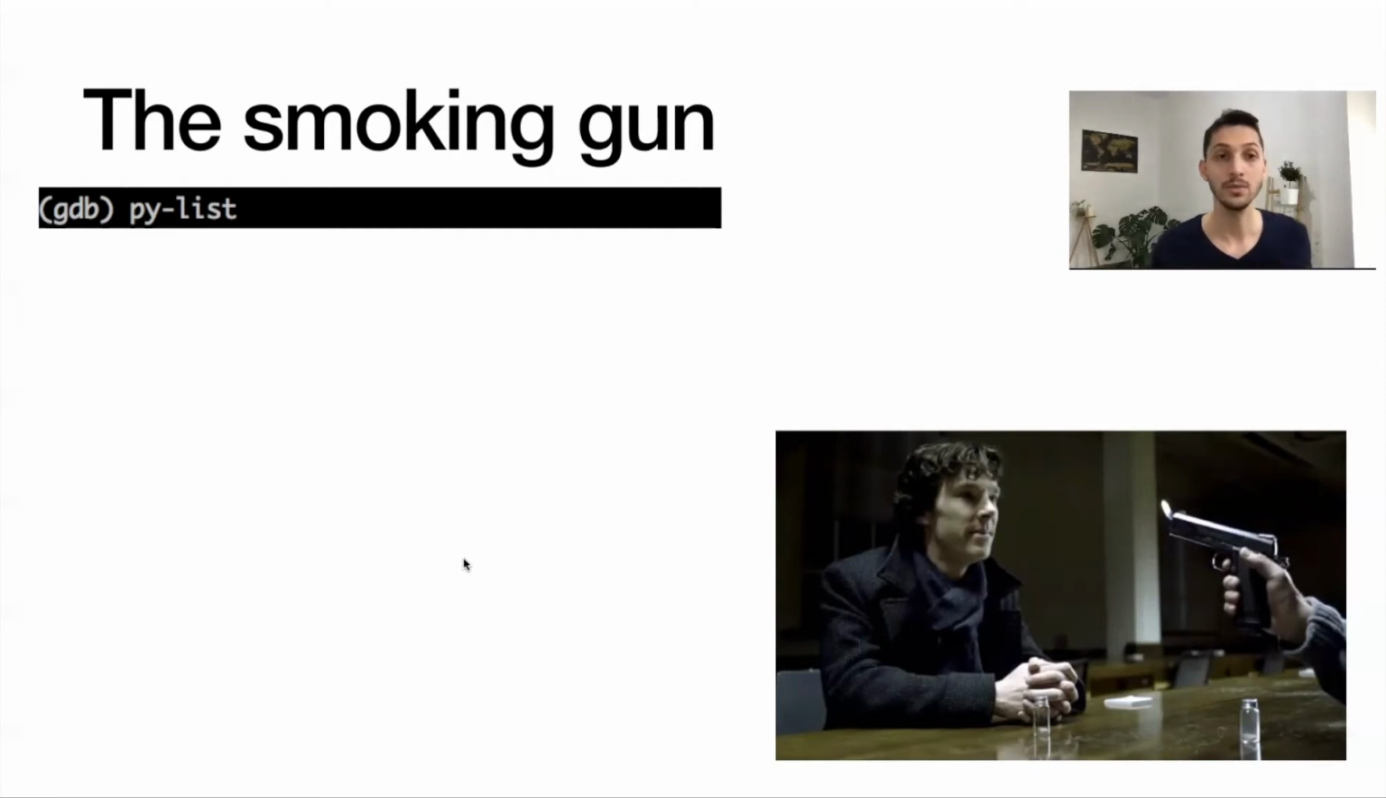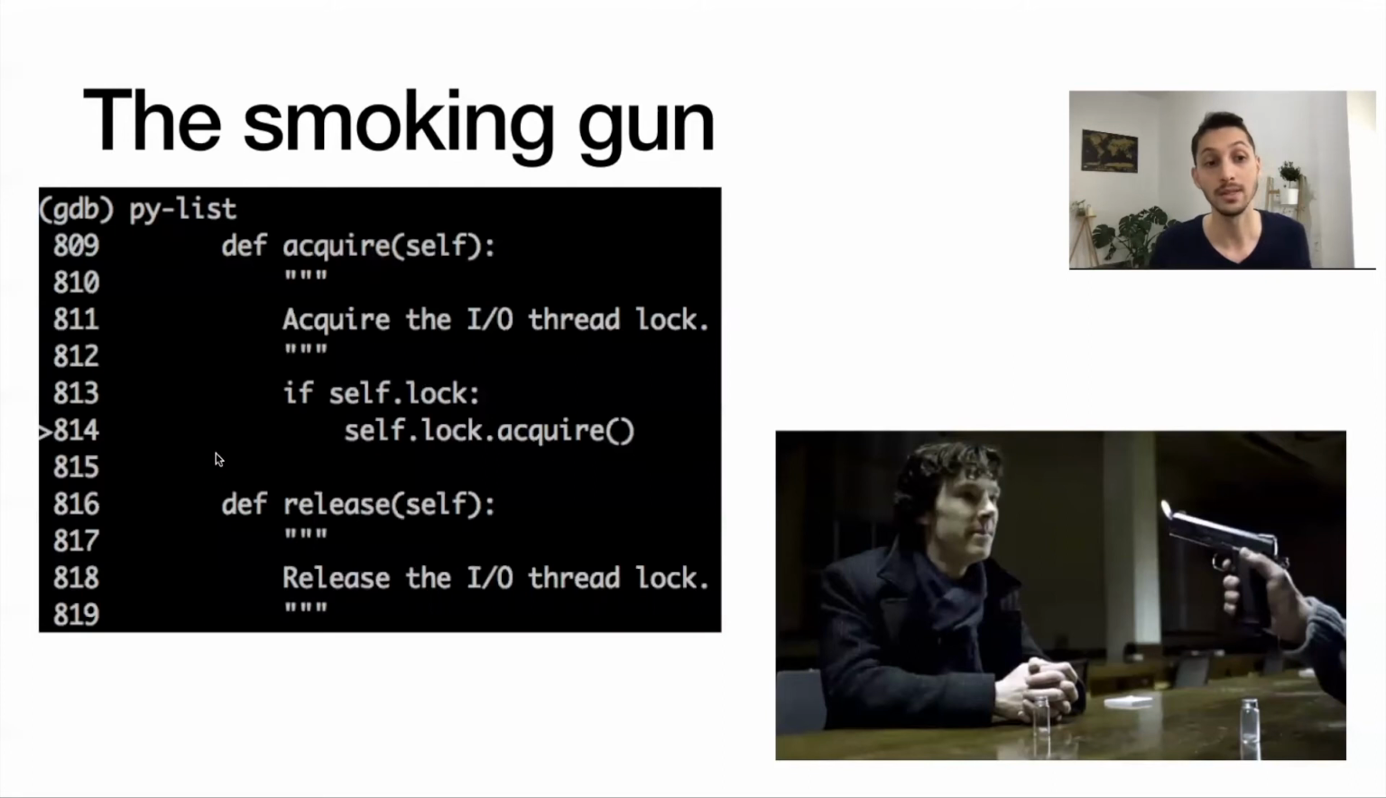So py-list will show me exactly where I am inside my thread. And I'm seeing that I have this lock and I'm trying to acquire it. So it does reassure me that I'm in some sort of a deadlock situation over here. So we are locked, and we understand it finally from GDB.